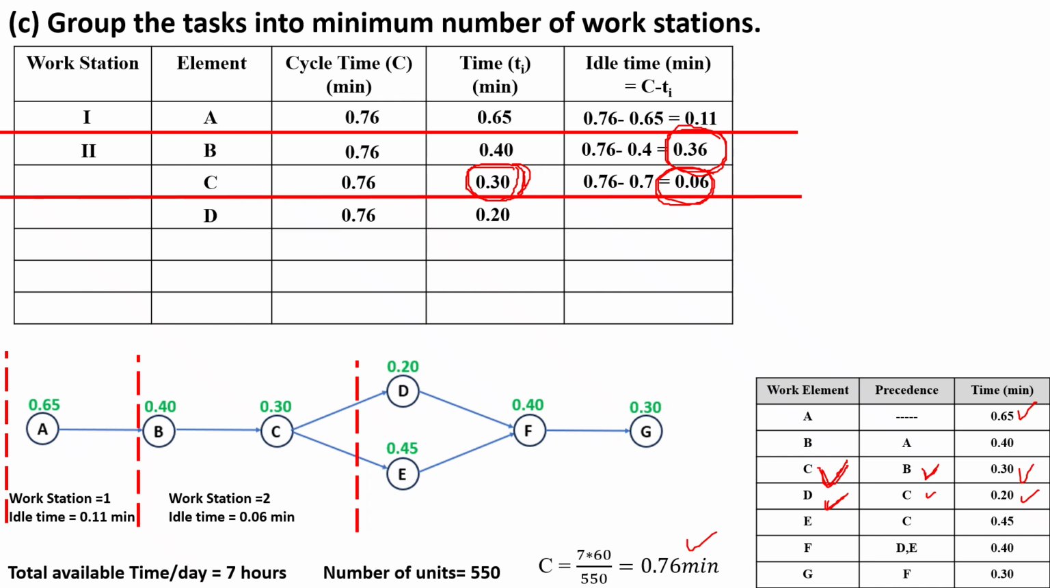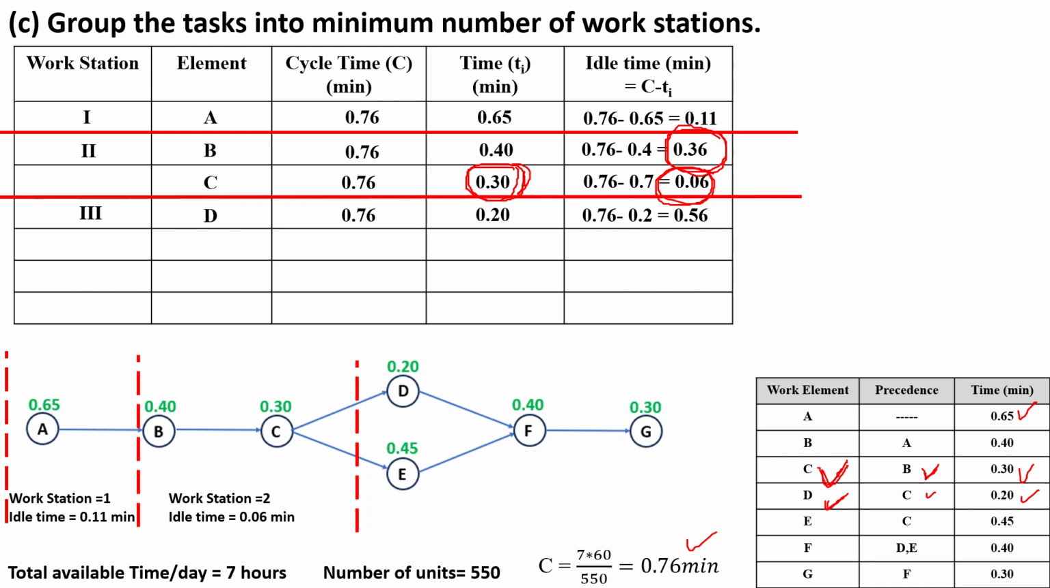So next we have to start with another workstation, that is the third workstation. Third workstation starts with the first element D. Then cycle time is 0.76 and task time for the element D is 0.2. Then idle time will become 0.76 minus 0.2, which is 0.56.